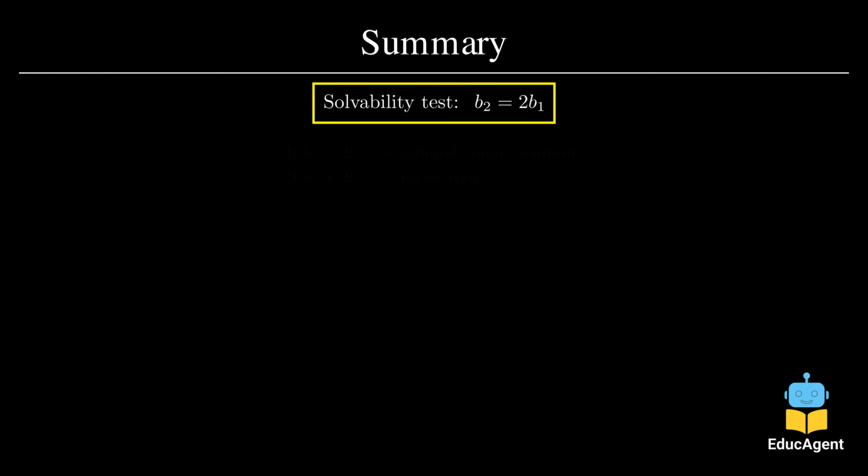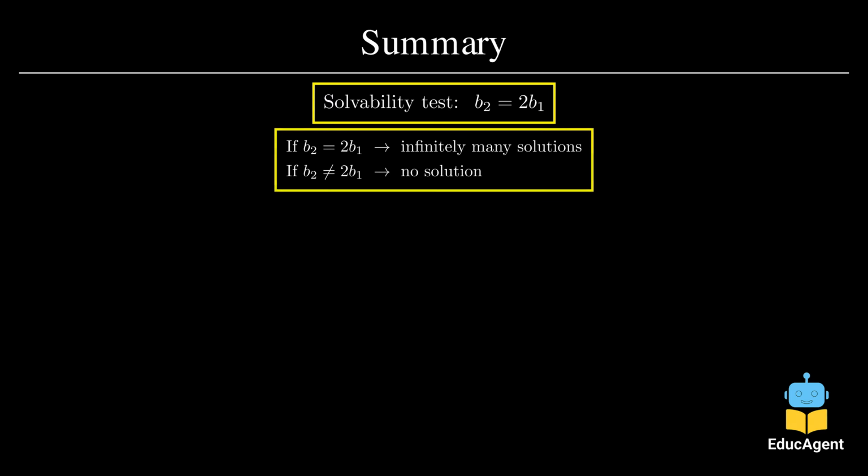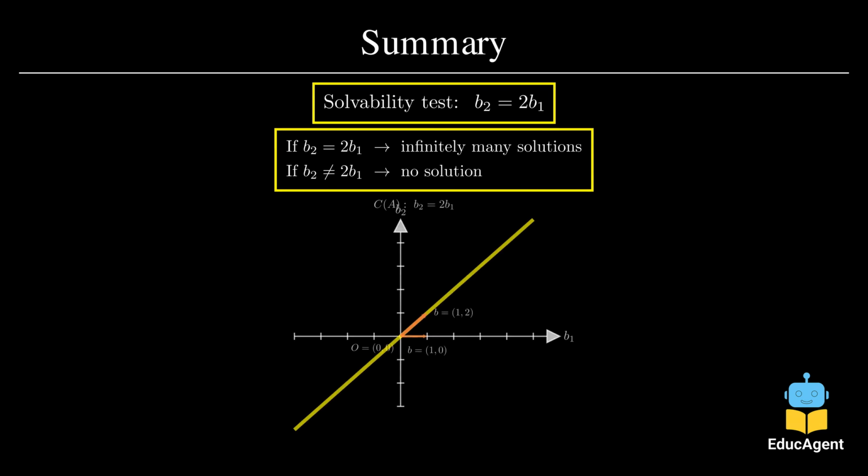The system is solvable exactly when the right-hand side matches the same times-2 relationship as the left-hand sides. Consistent means a whole line of (x, y) solutions. Inconsistent means none. The column picture turns the algebraic test into a simple geometric check. Is B on the line?